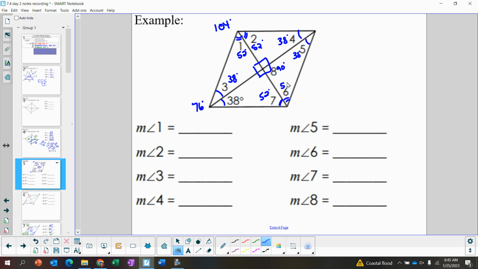And now that I have all of that filled in, I should be able to answer all these questions. So angle 1 was 52 degrees. Angle 2 was 52 degrees. Angle 3 was 38 degrees. Angle 4 was 38 degrees. Angle 5 was 38 degrees. Angle 6 was 52 degrees. Angle 7 was 52 degrees. And angle 8 was our right angle. That was 90 degrees.